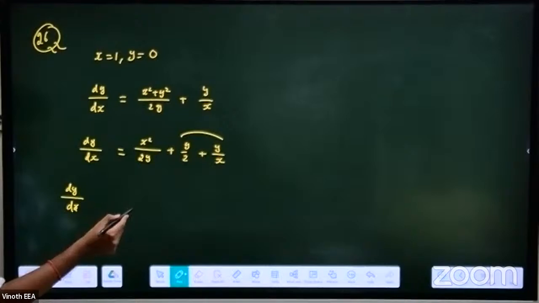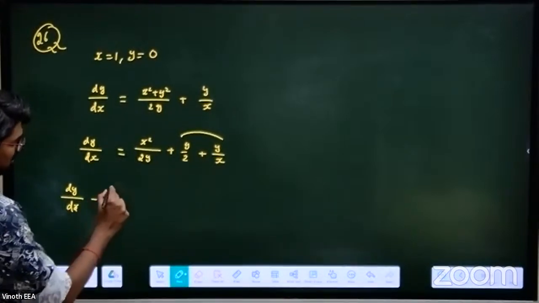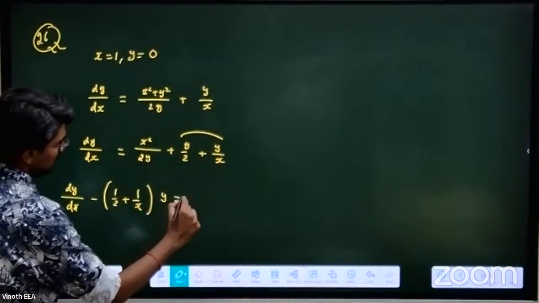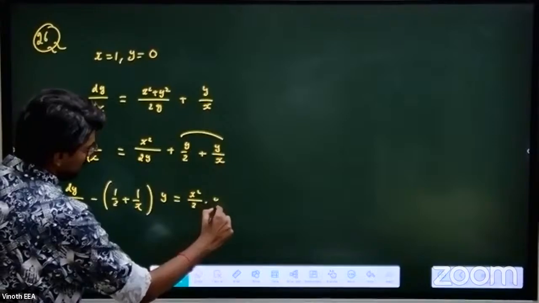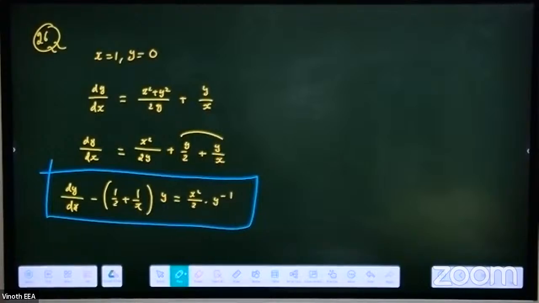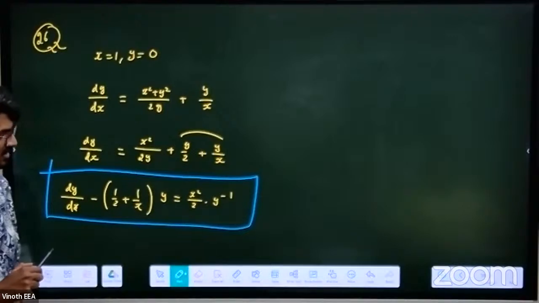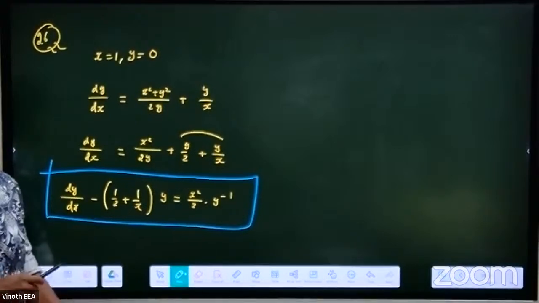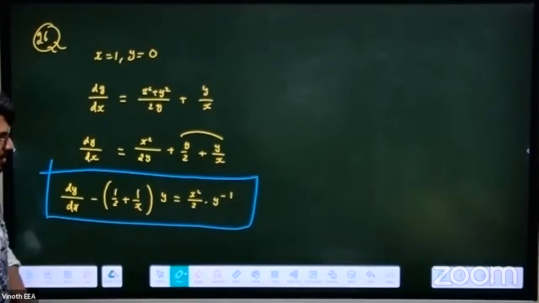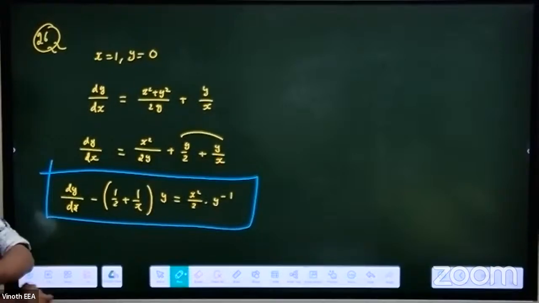Take both these terms to the left-hand side and take y common. So what will happen? (minus 1 by 2 plus 1 by x) into y is equal to x squared by 2 into y to the power minus 1. What form is this? Find out what form this is first. It's not linear. It is non-linear, Bernoulli form.